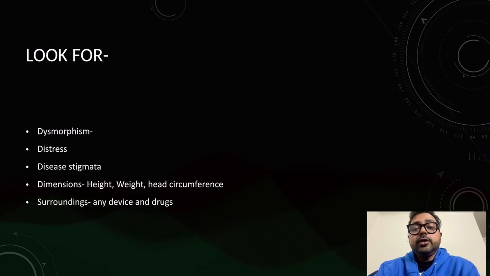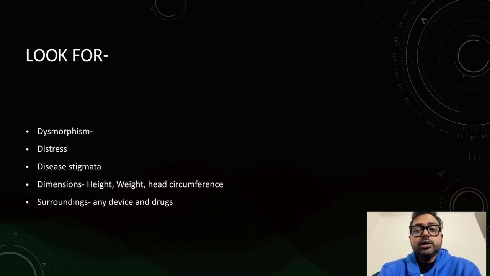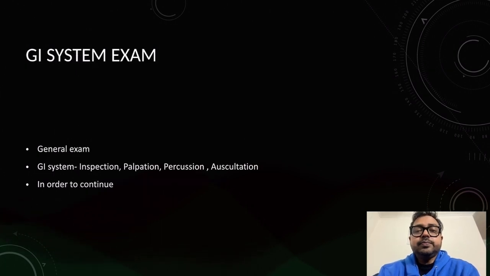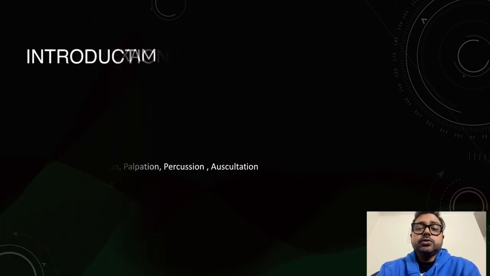Look for any dysmorphism, any distress, any stigmata, measure height, weight, and head circumference, and plot them on an age and sex appropriate growth chart. Look around the surroundings for any devices and any drugs. Then start the GI system examination, consistent with general examination: inspection, palpation, percussion, auscultation.